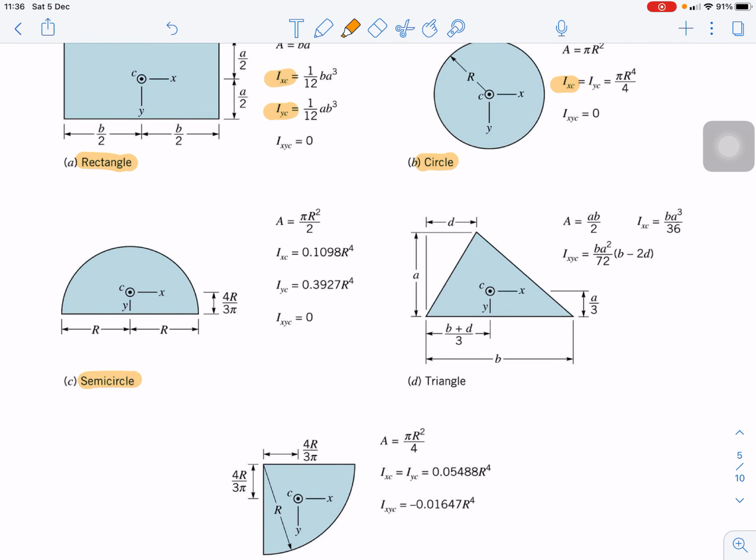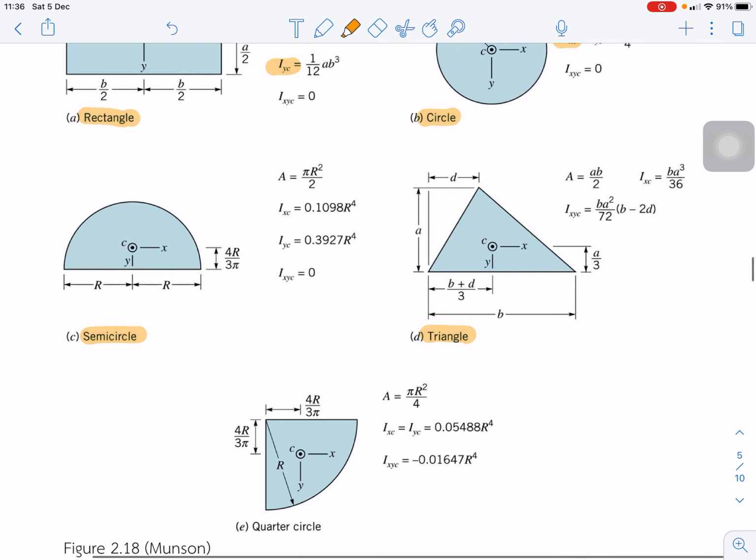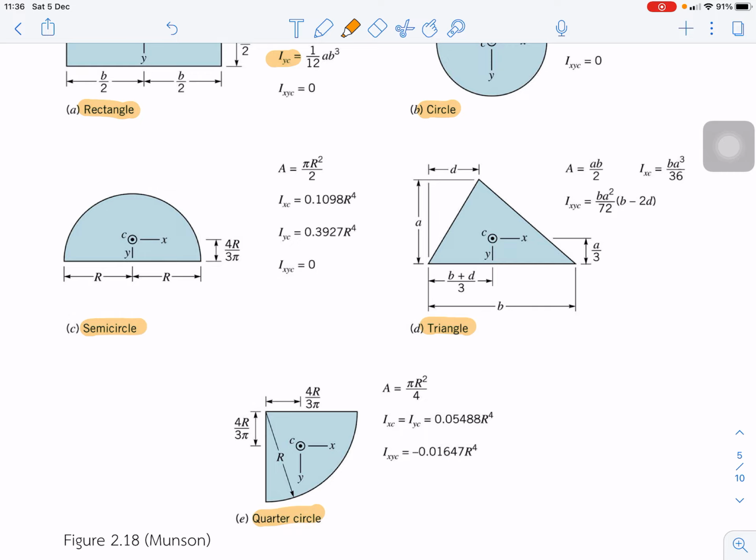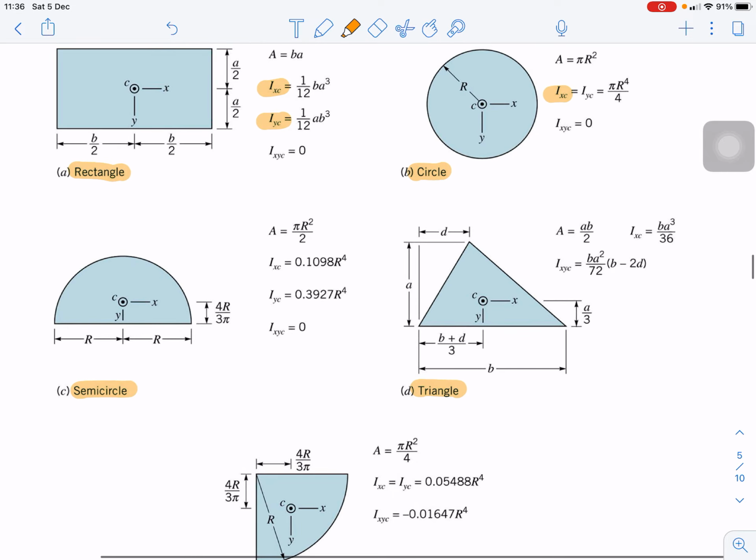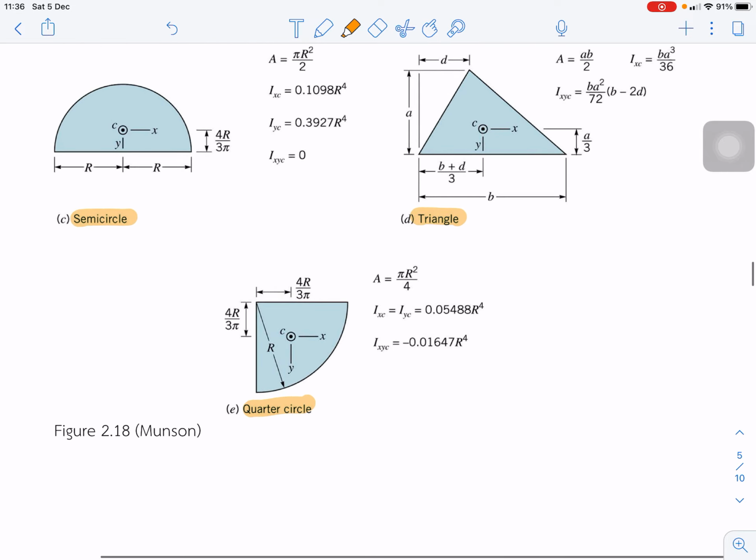The same applies to the semicircle, the triangle, and the quarter circle. We're going to use this later.